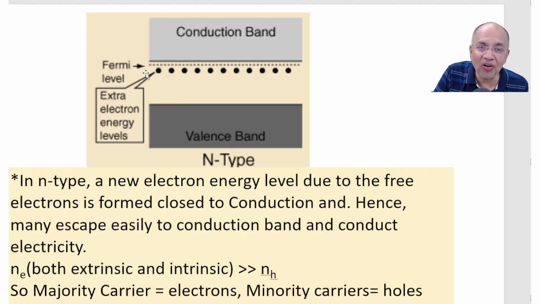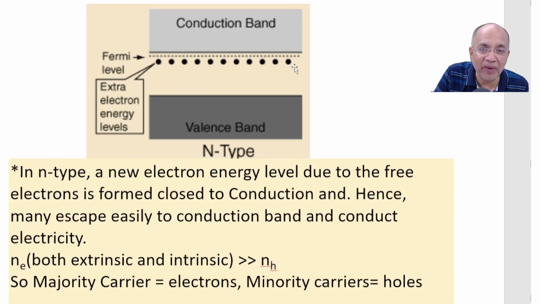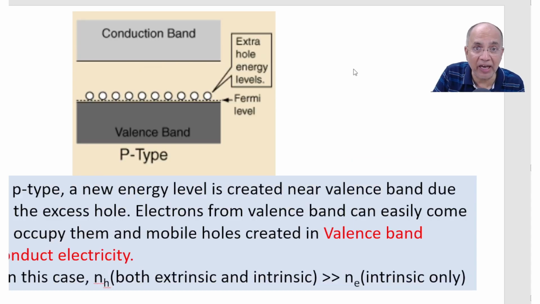The free electrons' Fermi level was close to the conduction band for N-type, but for P-type, the holes, they create another energy level nearer to the valence band, so that one electron from the valence band will just easily come to occupy the hole level, and a new hole is created in the valence band. So the whole migration and conduction of electricity occurs in the valence band.